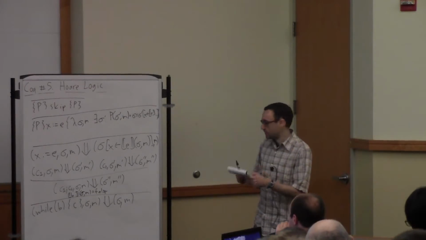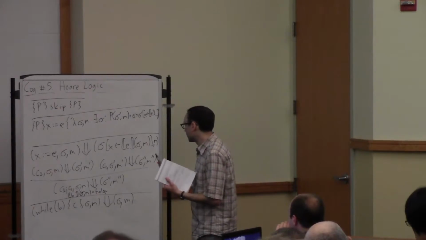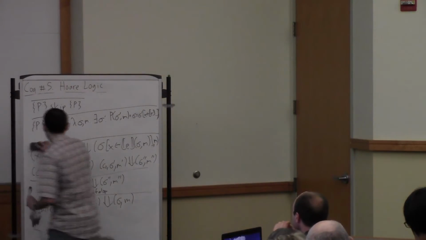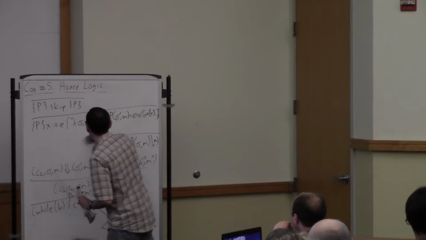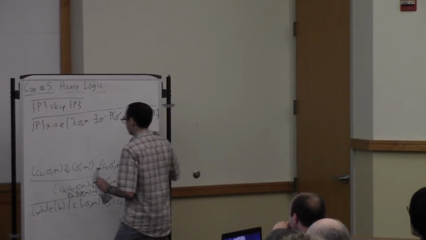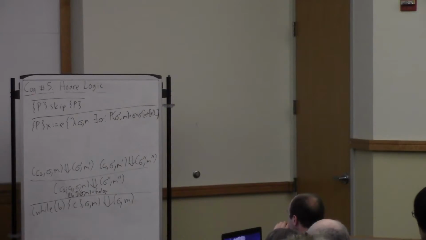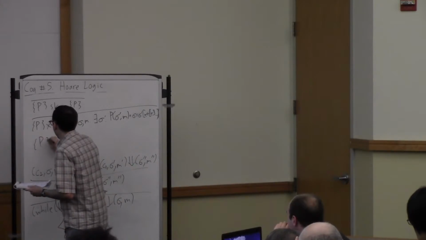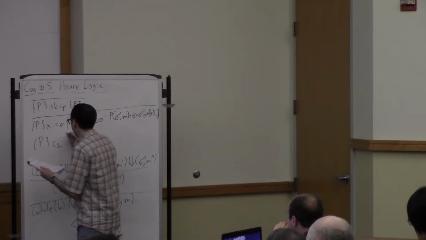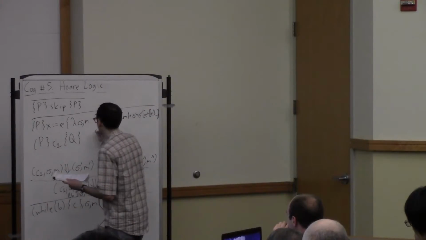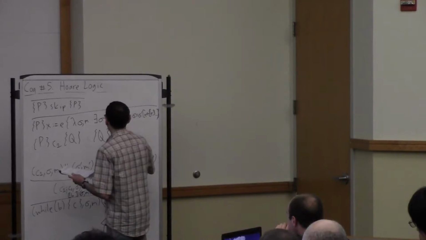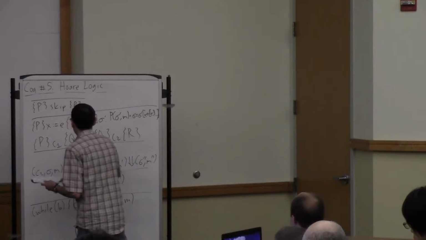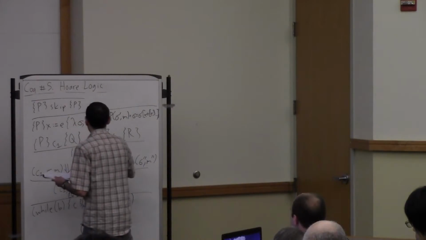All right. So the rule for sequencing, or the semicolon operator, is going to turn out to be even simpler. So let me show you that next. We've now tamed the assignment, so I can remove the operational semantics. And the rule for sequencing is going to look a lot like the operational semantics rule. If I know that given P, I can run C1 and arrive at Q, and given Q, I can run C2 and arrive at R, then given P, I can run both commands and arrive at R.